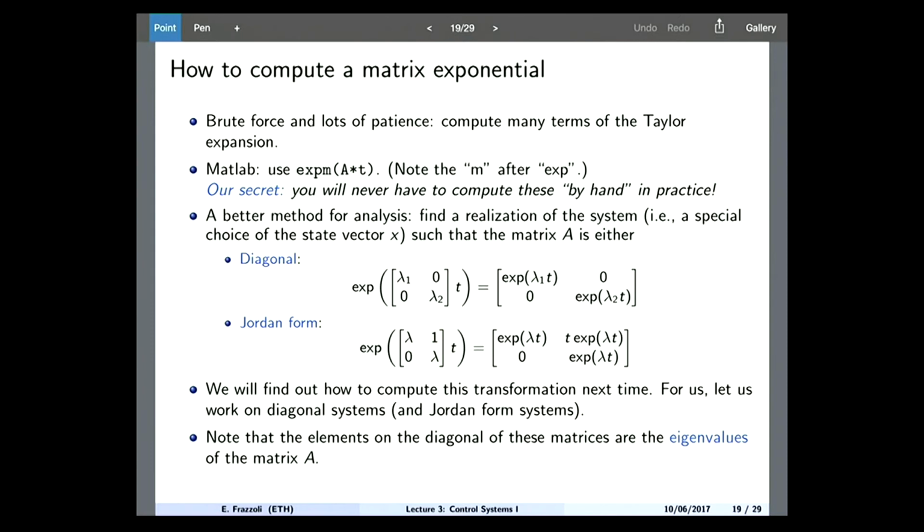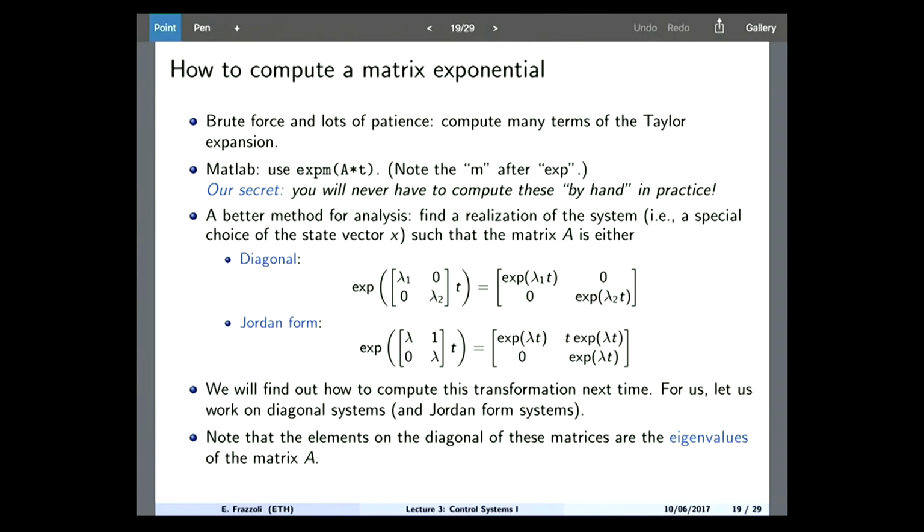Now, the nice thing is that you again can compute the exponential of this Jordan form matrix, and what you get is another matrix that is upper triangular. On the diagonal, you have the exponentials of these terms. And then above the diagonal, you have an entry that actually contains time multiplied by the exponential, okay? We'll find out how to compute the transformation next time. If not, we'll do it today. For now, let's just work on diagonal systems and, somewhat, on Jordan form systems, okay?